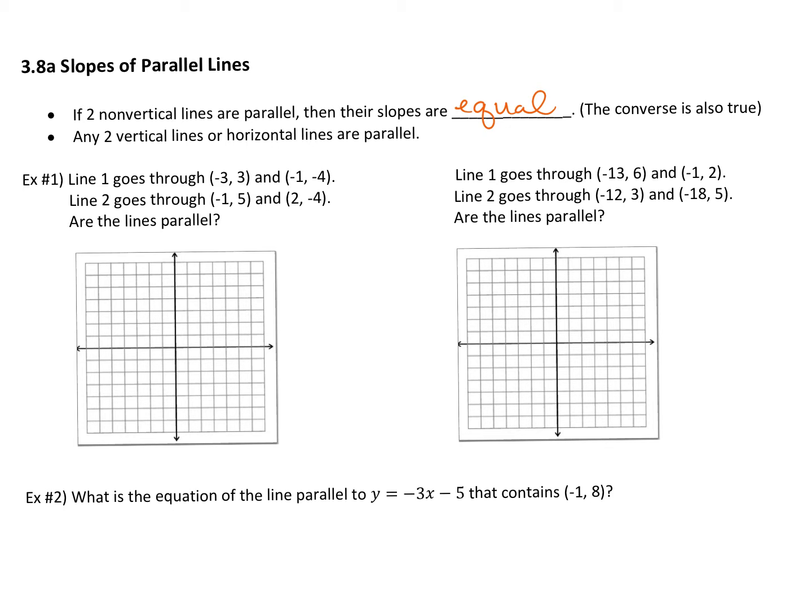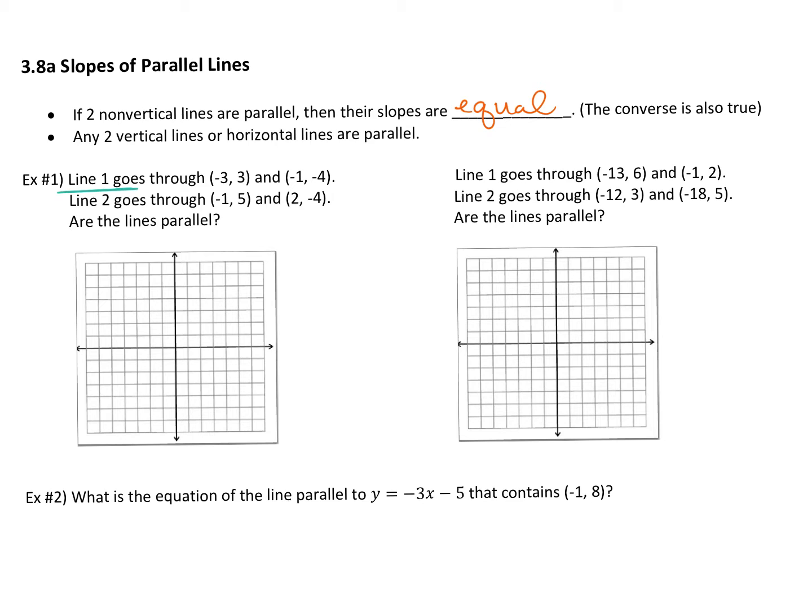Okay, so here's what we're going to do. You are given lots of points here. Line 1 goes through the first two, line 2 goes through the second two, and we want to know, are they parallel? Now, if you're graphing it, you can count your slope. If you're not graphing it, you would have to plug it into the slope formula to find the slope. So I think I'll probably show you both ways, but I am going to plot all of these on the graph.